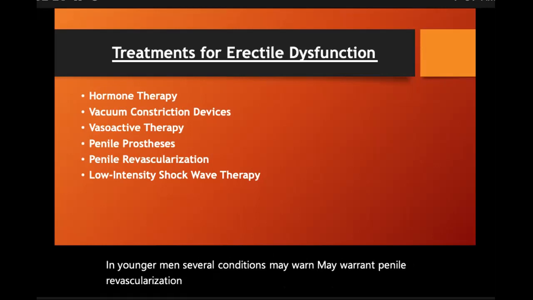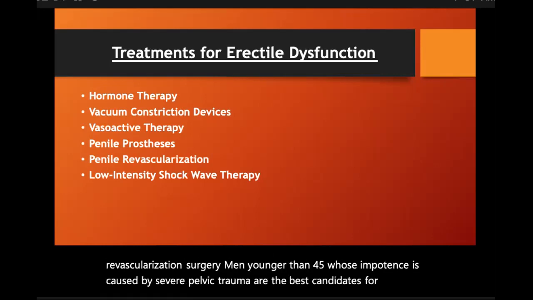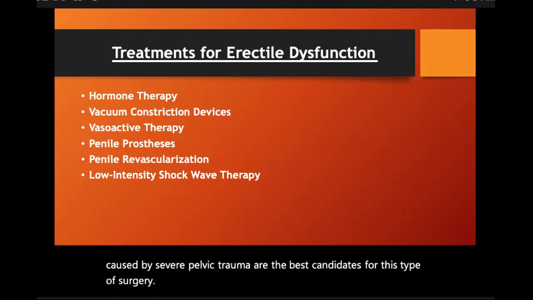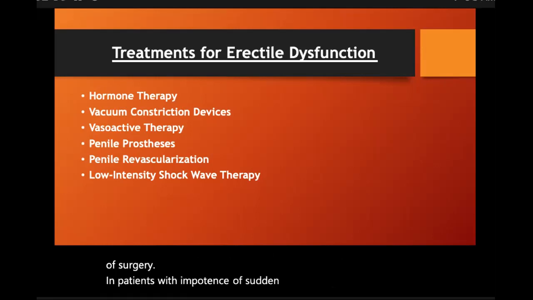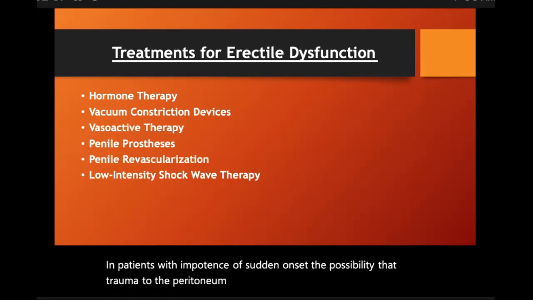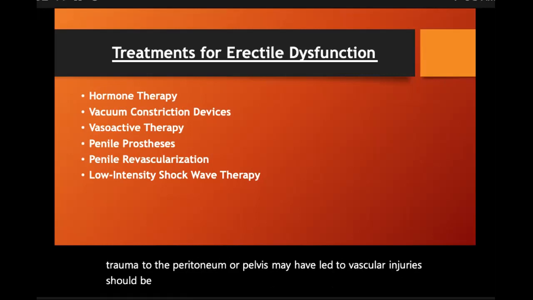Men younger than 45 whose impotence is caused by severe pelvic trauma are the best candidates for this type of surgery. In patients with impotence of sudden onset, the possibility that trauma to the peritoneum or pelvis may have led to vascular injury should be considered, or a congenital shunt may be ruled out if any patient reports that he has never had a full erection.